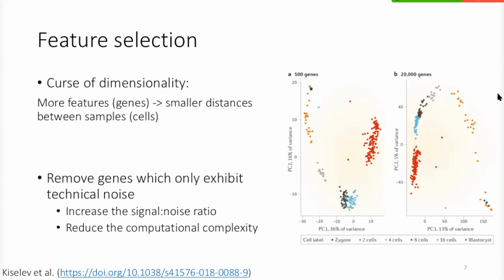So there are 2 goals of removing genes that are only carrying technical noise. Let's call it that way, and that's basically to improve your signal-to-noise ratio. So I focus on the real signal in the data and ignore more the noisy signal. And also to reduce the computational complexity, because if you, let's say, have to calculate the distance between 2 cells, if you use only 500 genes, that's a lot faster than if you use 20,000 genes.